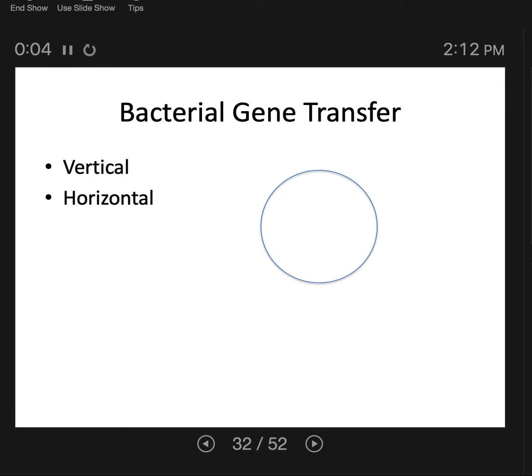Now we're going to talk about bacterial gene transfer, which is where we're going to start talking about the weird things bacteria do to improve genetic diversity in their colonies.